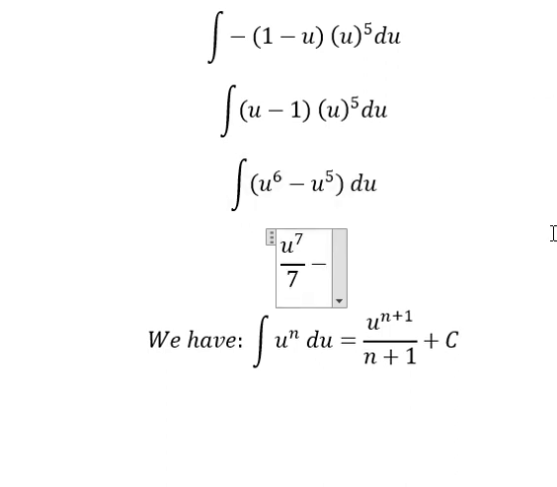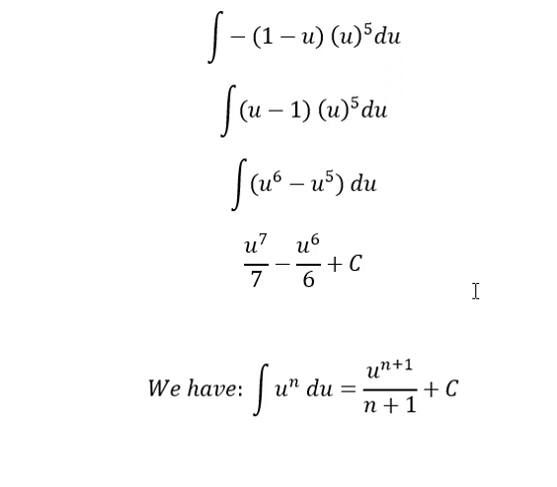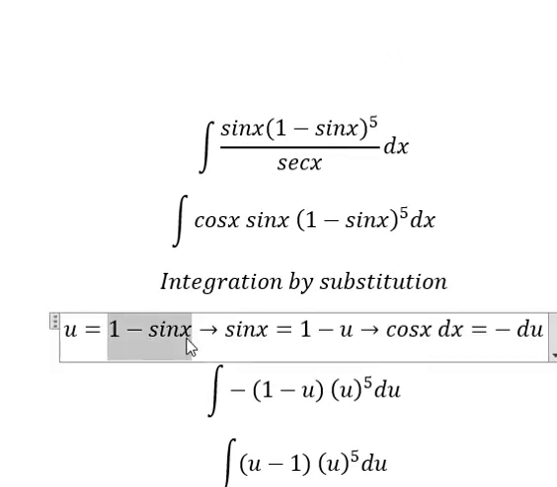The next one, we have u to the power of 6 over 6. And I will put c. About u, that is 1 minus sine x.